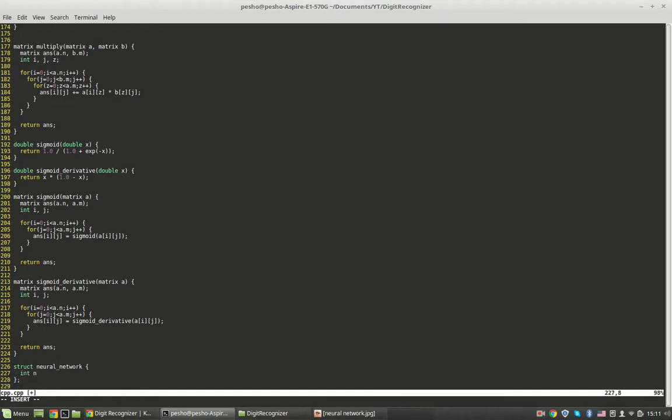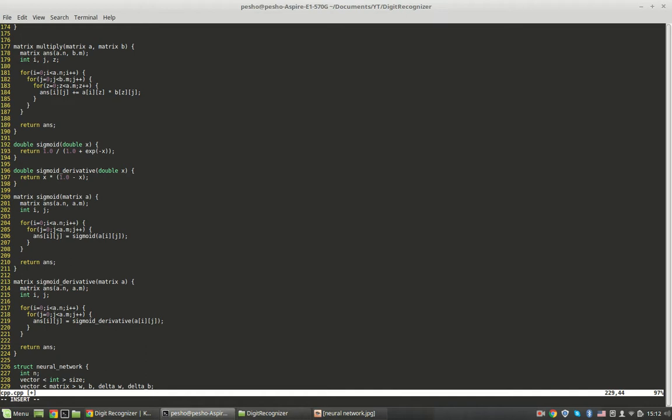N will be the number of layers. The vector size will hold the sizes for each particular layer in that order. We need to have a vector of the weight matrices and also the bias matrices, and then we need to have delta W and delta B.